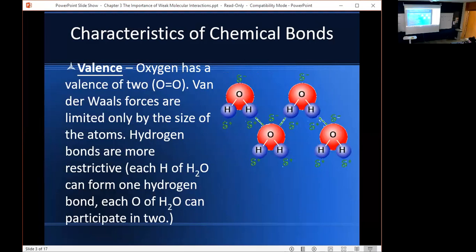Okay, valence. Oxygen has a valence of 2. For example, in the case of molecular oxygen, we have two oxygen atoms double bonded together. Water molecules, another example. So oxygen has a valence of two. It can form covalent bonds with two things. In the case of water, that's two hydrogens making a water molecule.